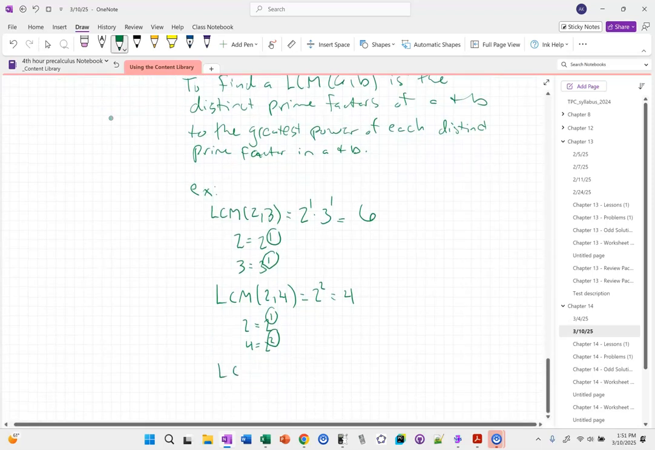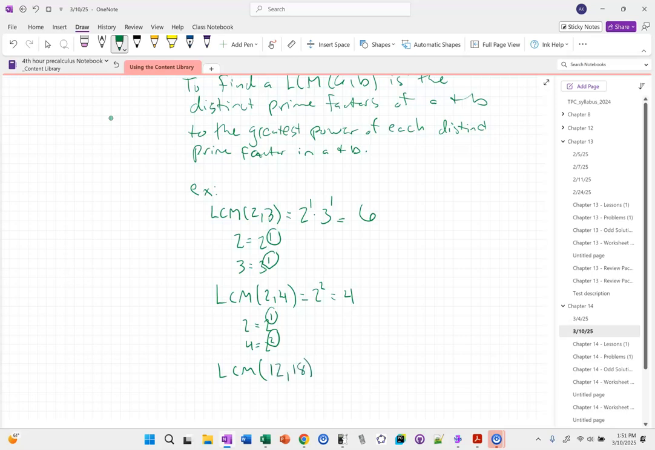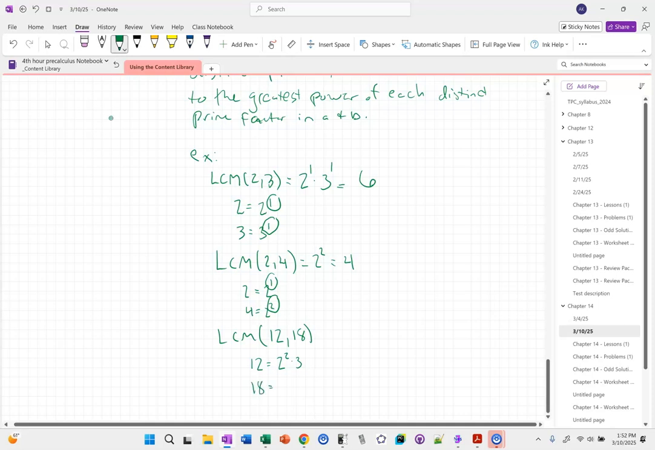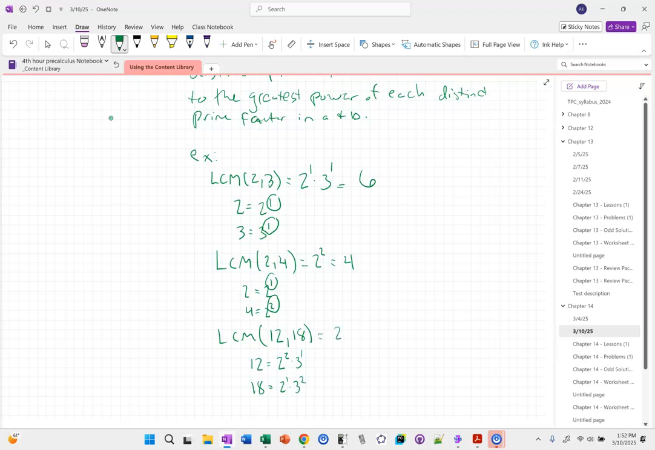Let's do another. Least common multiple of 12 and 18. The prime factorization of 12 is 2 squared times 3. The prime factorization of 18 is 2 times 3 squared. So my least common multiple is going to have a factor of 2 and 3 in it. What power of 2 should I have? Should be to the second. What power of 3 should it have? Should be to the second. So that should be 4 times 9, 36.